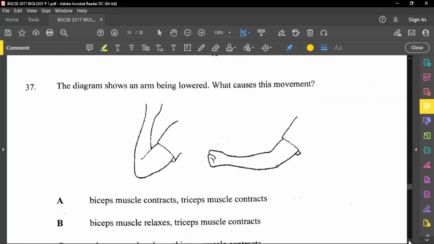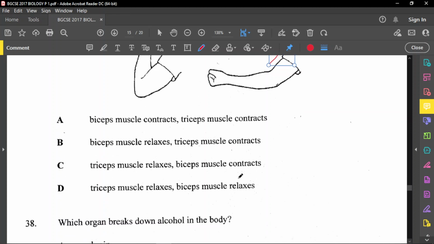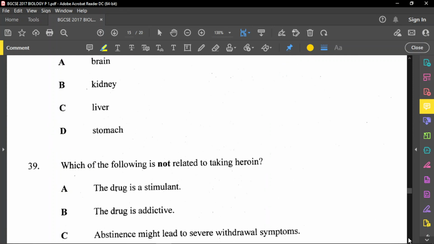This diagram shows an arm being lowered. What causes this movement? If the arm is being lowered, you're moving from an upright to a lower position. If you even flex your arm, you're going to notice that here gets longer and here gets shorter. So the bicep will relax and the tricep will contract. So looking for bicep relax, our answer here will be B, because the bicep relaxes and the tricep will contract. All right, let's jump to the next question now.